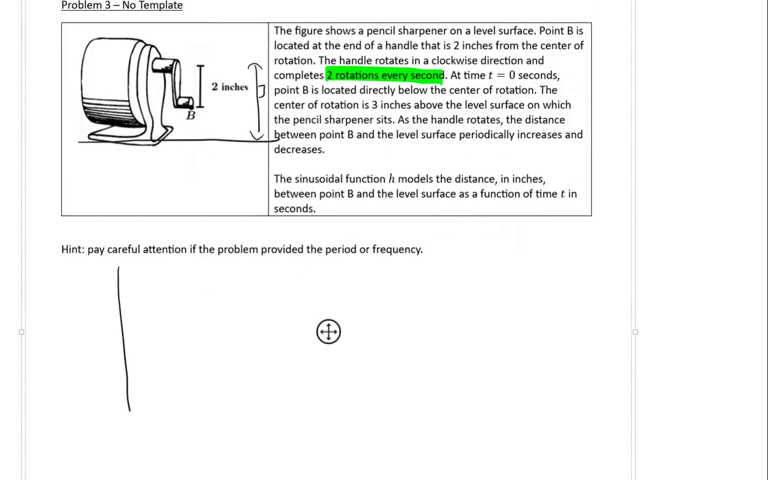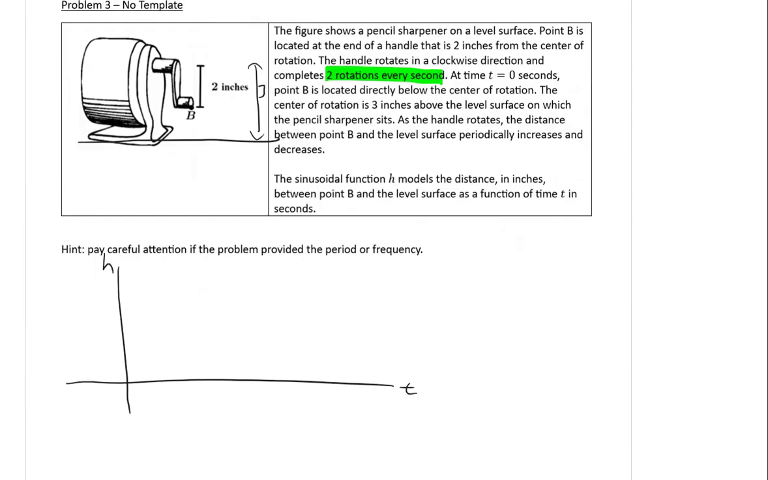At time t equals 0, it's going to be t, it's going to be h, okay? At time t equals 0, point B is located directly below the center of rotation. So what's the height of B with respect to the table, the level surface? It is 1, because 3 minus 2, right? So at t equals 0, it is at 0, comma 1.